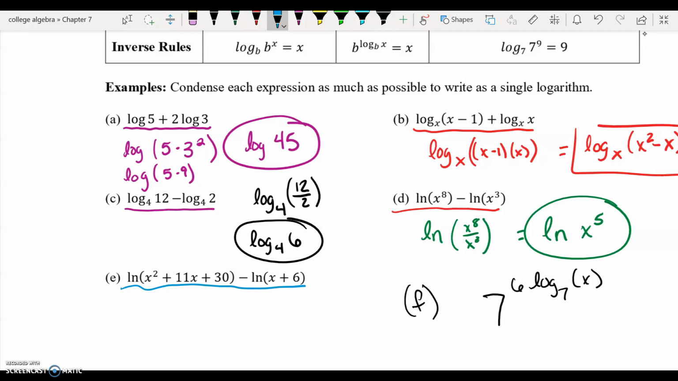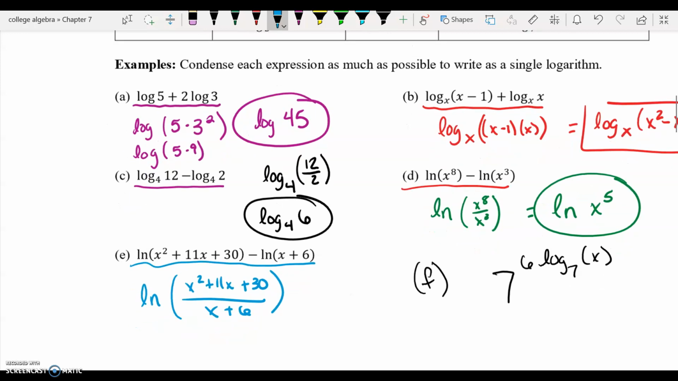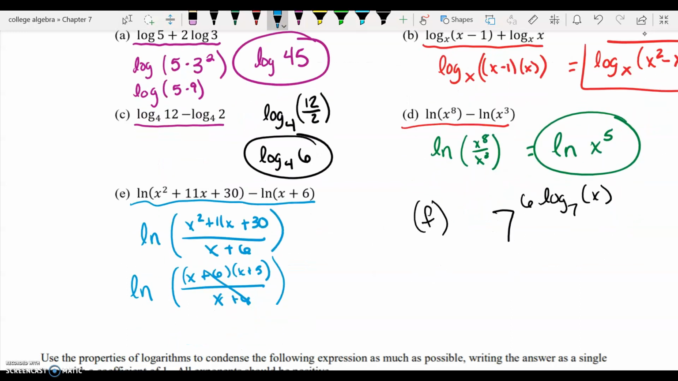You're still doing division, however there is some factoring involved. So we take the natural log of x squared plus 11x plus 30 over x plus 6, because I'm subtracting, so that means I'm dividing. However, this does factor into x plus 6 and x plus 5 on top. So just be careful of that. x plus 6 on bottom. Guess what? You can cancel something. So it just becomes natural log of x plus 5. That would be your answer.